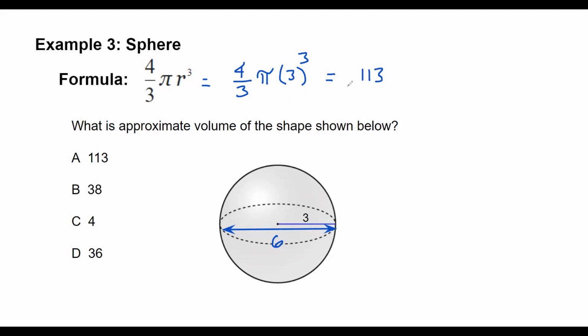Now you'll notice in this case, we don't get an answer in terms of pi out of the calculator. And that's because it's not like a convenient number. So they will just jump right to the decimal answer. And that will sometimes be the case. So that is the volume of a sphere. Let's move on to one more shape.